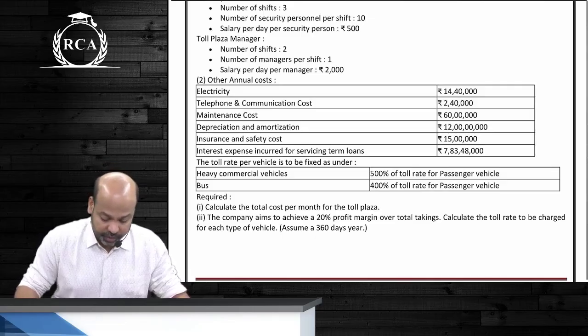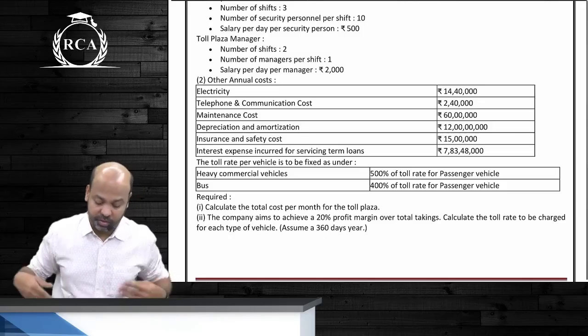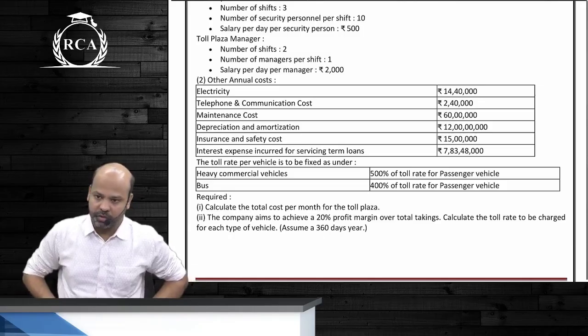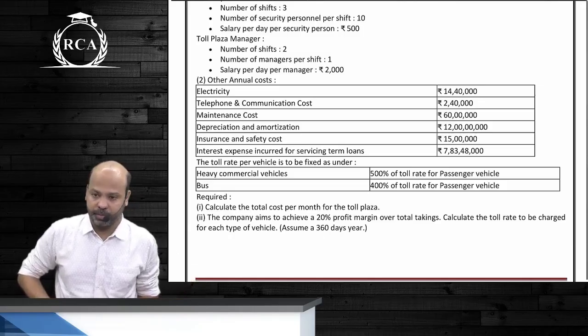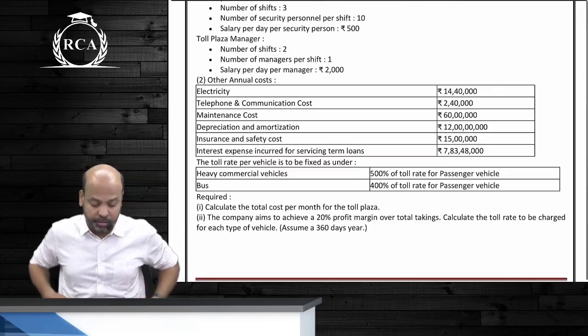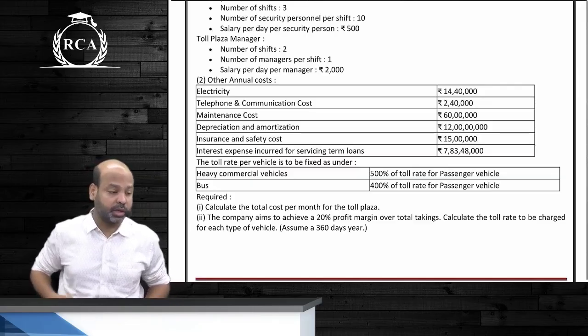The toll rate per vehicle is to be fixed as under. Heavy commercial vehicles, beta, should be 500% of the toll rate that you are fixing for passenger vehicles. So if you collect X from a passenger vehicle, guys, you will have to collect 5x from a heavy commercial vehicle and you will collect 4x from a bus. You are required to calculate the total cost per month. Underline the word per month, beta.